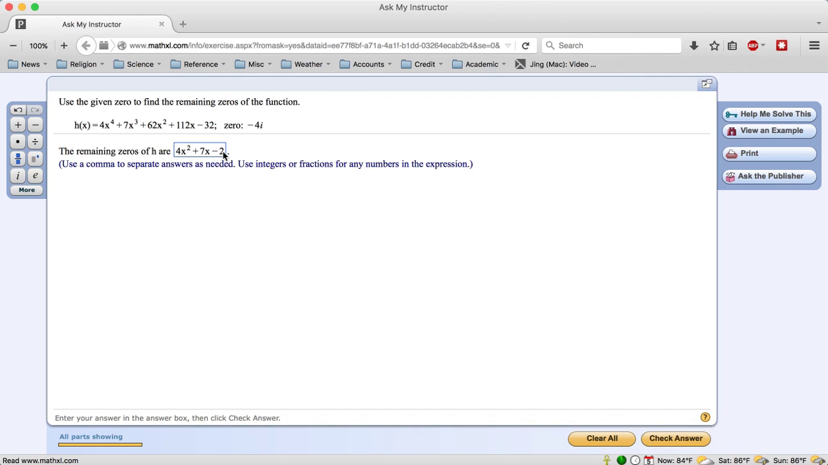But your roots are going to be the root negative 4i that you had, the remaining root 4i, and then the roots of this quadratic, which you already know how to do, right?